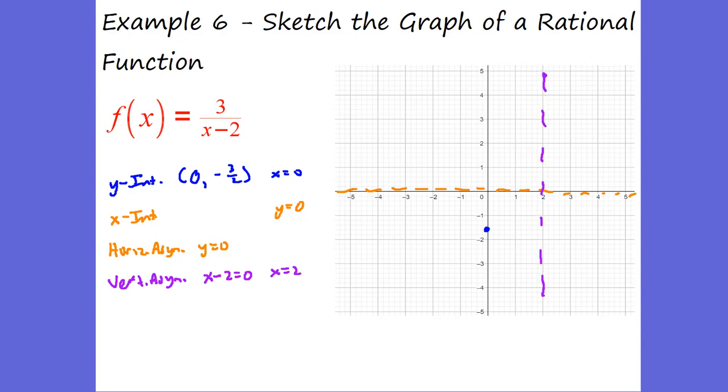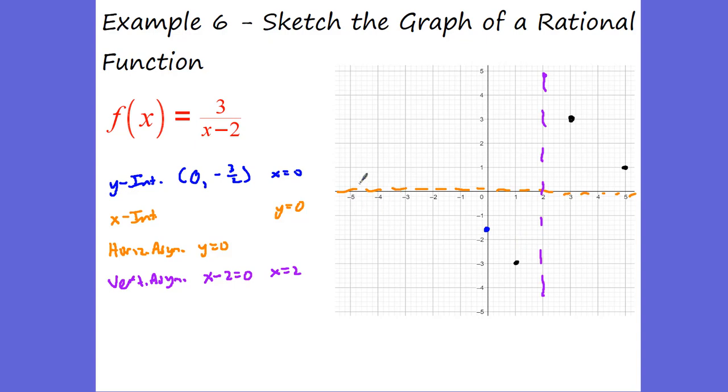Okay, and then I'm going to plug in a few points. I might plug in 3, so x is equal to 3. So 3 over 3 minus 2, that's going to be equal to 3. I might plug in 5. 5 would be a great number to plug in because 3 over 5 minus 2 is equal to 1. Let's plug in 1. 3 over 1 minus 2 gives us -3. So 1 is going to give me -3.